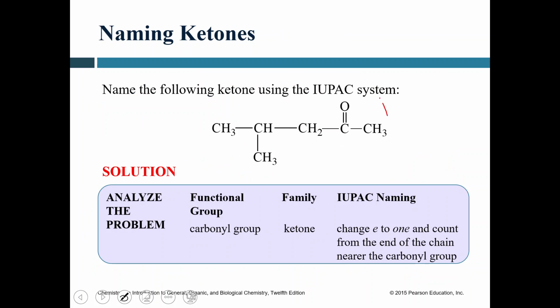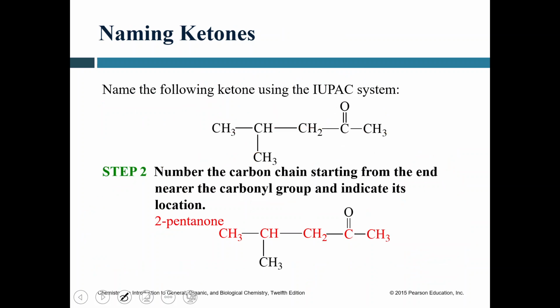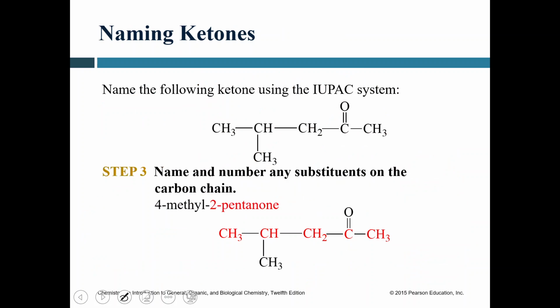So let's name this ketone here, shall we? First, we need to identify the longest carbon chain. So it's pentanone. This is carbon number 2, so this will be carbon number 4. So 2-pentanone, it shows you where the ketone group is. And the methyl substituent is at the 4, so 4-methyl 2-pentanone.